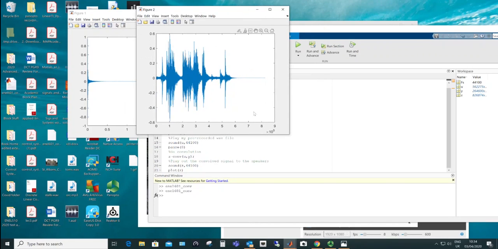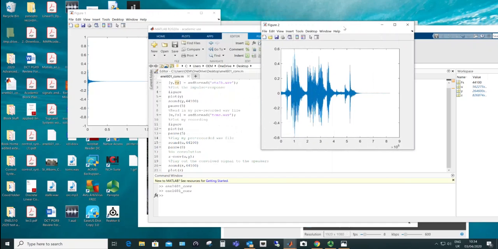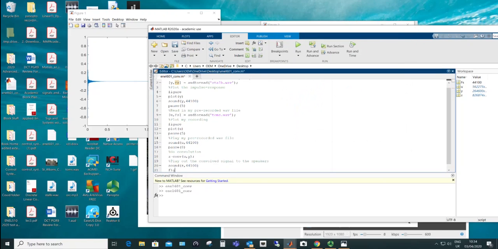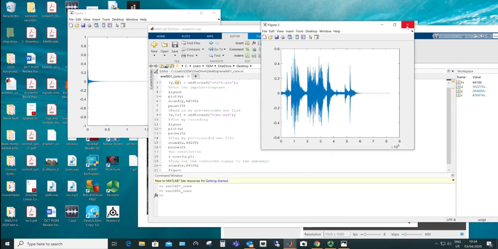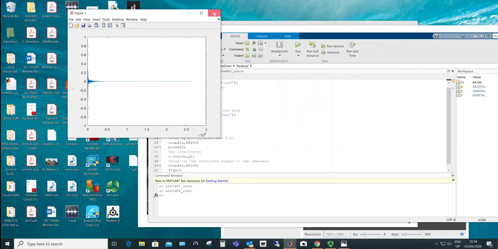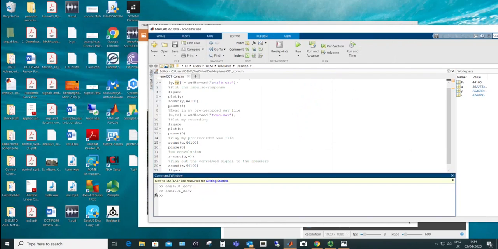Should plot it in a second. Oh, it was the convolved. It's actually overwritten it. Sorry, that's the convolved one. I forgot to put, I should put figure in here. And then that means it draws a new figure. So let's just do that one more time, because I'm not sure if the volume is very high the first time. Let's repeat it again.